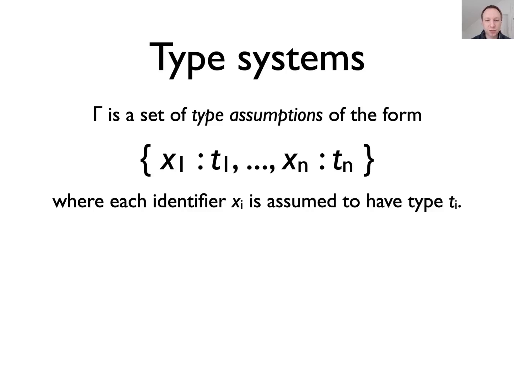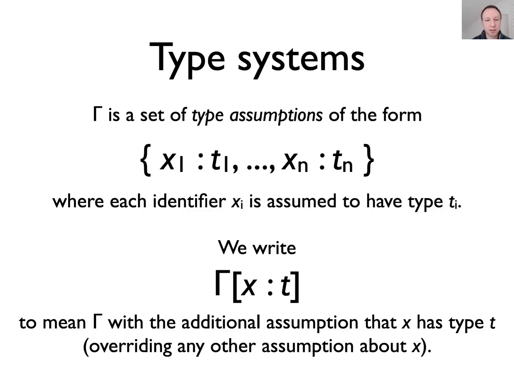Gamma is a set of type assumptions in this case, because we're trying to prove the program property, the phi here, being types. We have type assumptions in our gamma. So what we have here is a set where each identifier in that set is assumed to have the corresponding type. So x1 has type t1 and xn has type tn. We could have a totally empty gamma, or we could have quite a few different identifiers in that to have types already.